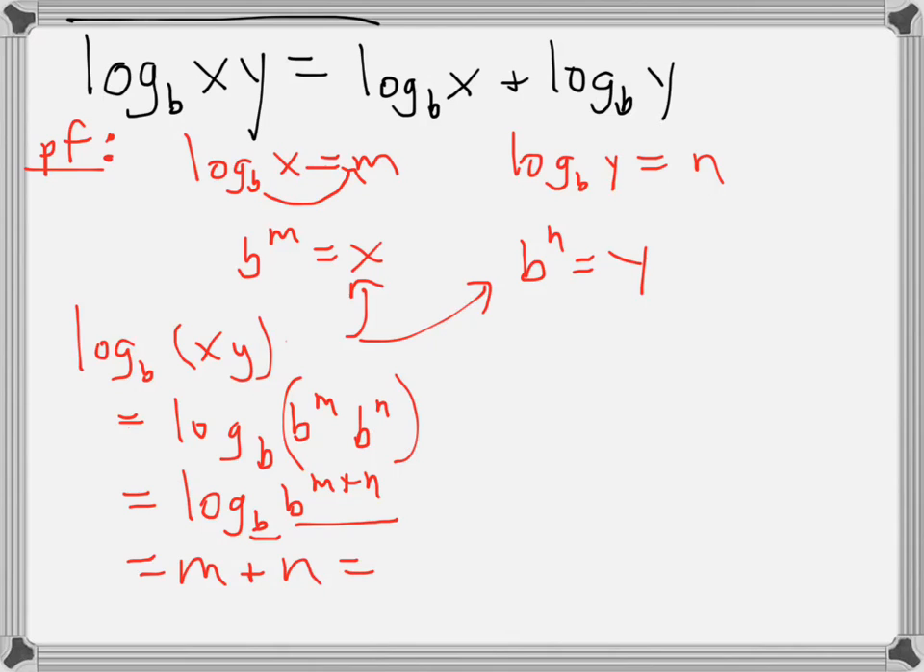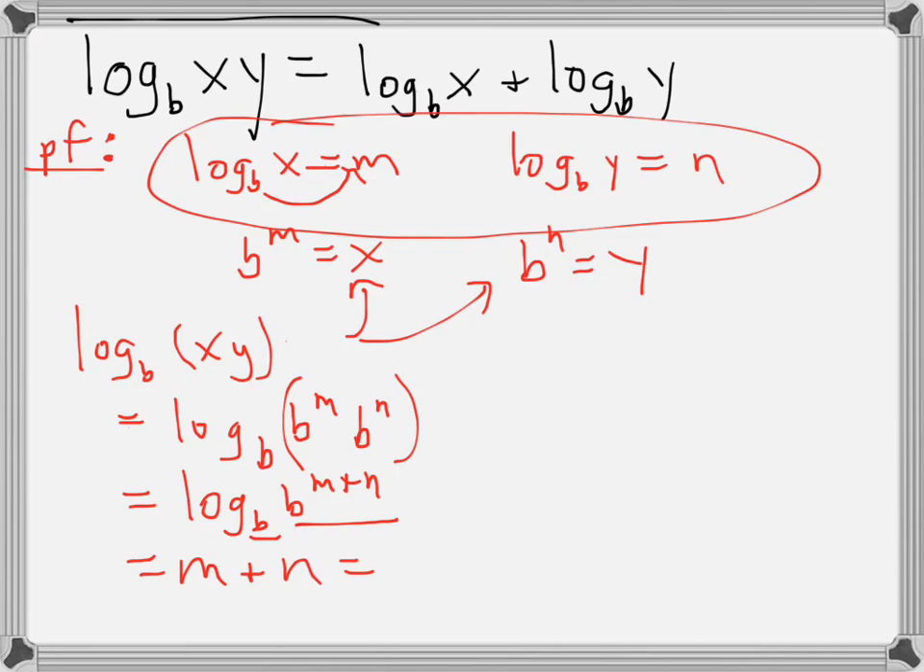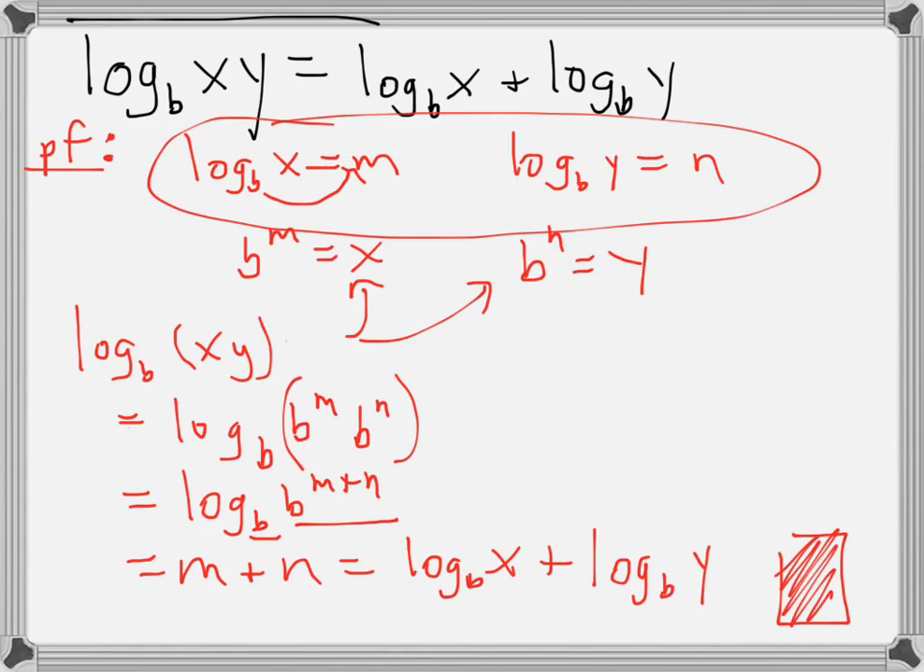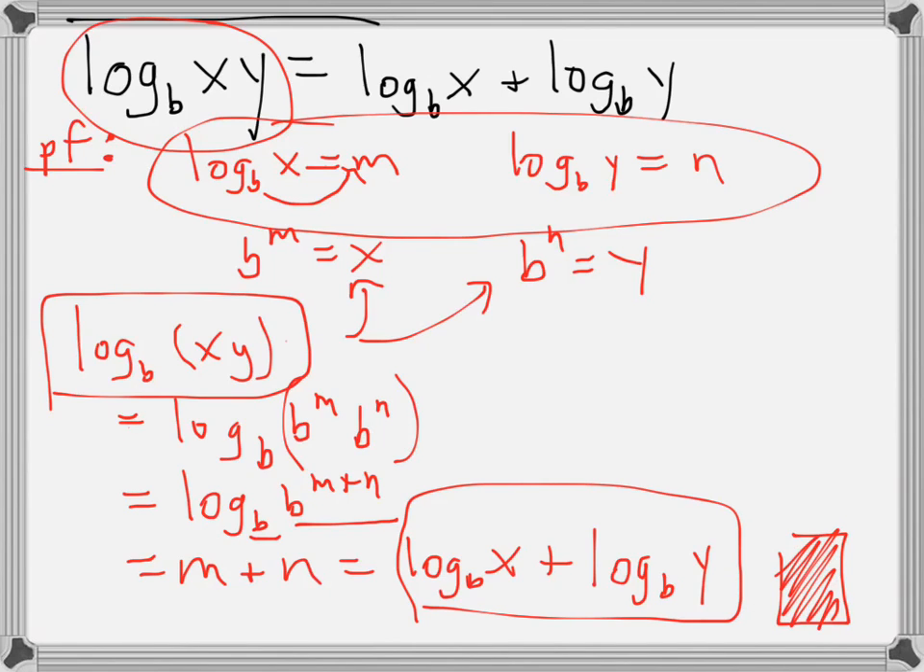Now I'm just going to back substitute with what I started with up here. m was log base b of x, and n was log base b of y, and I have proven what I started out to do. If you don't believe me, I started with this side of the equation, and I've worked through some logical steps, and I got the right-hand side of the equation. You guys all owe me money now that I proved that. I'm just kidding.